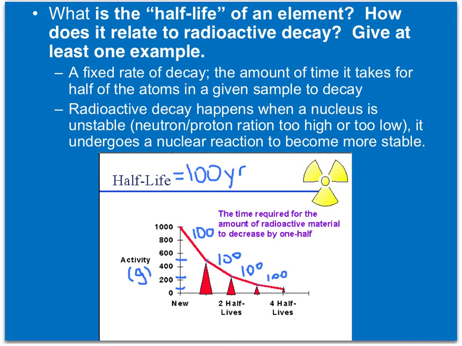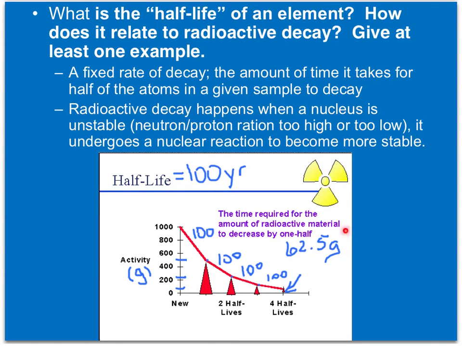So if we have 1,000 grams of a radioactive material and the half-life is 100 years, that means in 100 years half of the 1,000 grams will be radioactive and the other half will be inert or not radioactive. So the question is, after 400 years, how much of the original 1,000 grams will be radioactive? Pause the video and figure it out.